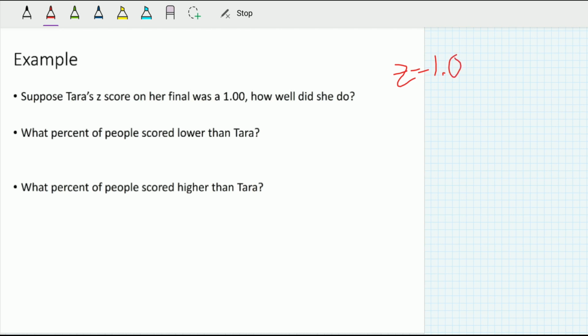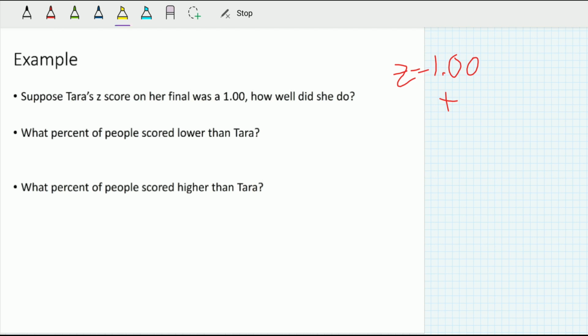Remember in the previous videos, I always say, give me two decimal places. Once I get to the third example, you're going to understand why. So it's 1.00. How well did she do? Well, obviously she scored a positive z-score, so that means she scored higher than the average. That's one thing that we know.